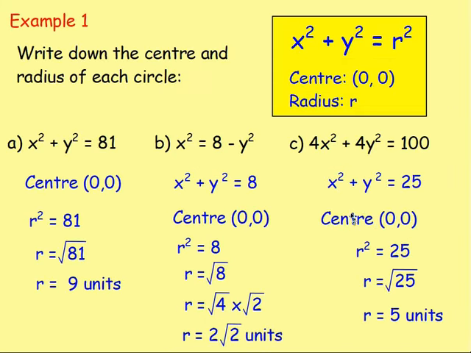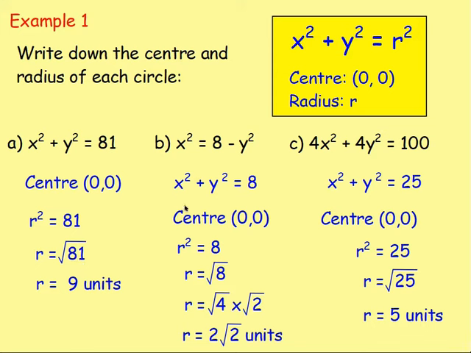We moved on to some examples of that, where you had to write down the centre and the radius of each circle. Because this is of the form x squared add y squared, we know the centre is 0, 0. That is always equal to r squared, so r squared would be 81. So to get r, you can square root that, so r would be 9 units.